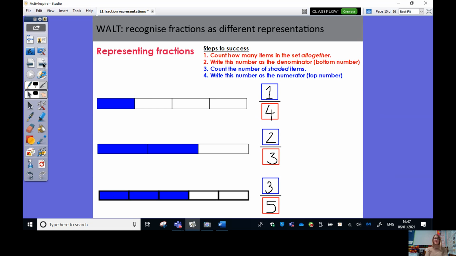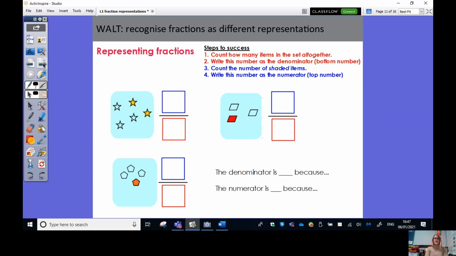Okay, let's have a look at a different representation now. So we're going to look at some sets of shapes. We're going to follow exactly the same steps. For my first one, I'm going to count how many altogether. I have 1, 2, 3, 4, 5 stars. And then I'm going to count the number of shaded items. There are 2 shaded, 2 yellow. So 2/5 is what this is representing.